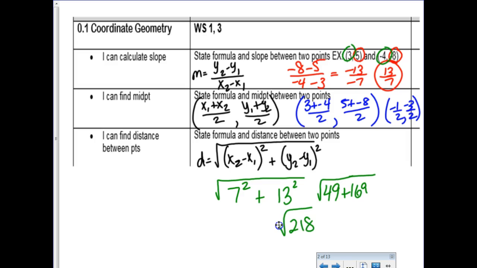Let me do a little bit of typing on my calculator, though. Let's see if it's divisible by anything that's a perfect square. It helps if I type the right number. 218, hello. I'm trying 4, I'm trying 9. Looks like it is not divisible by anything that's a perfect square. So I'm going to leave it as the square root of 218.